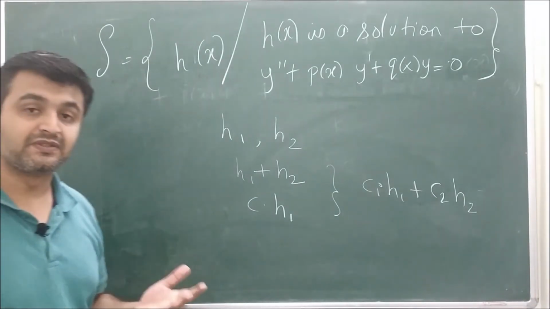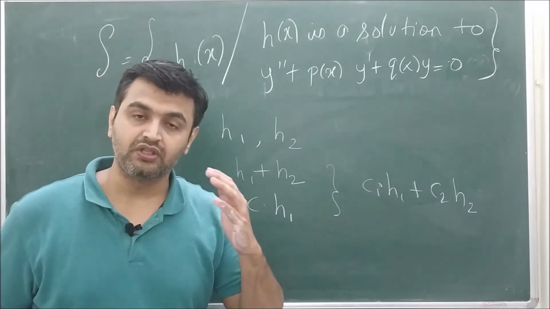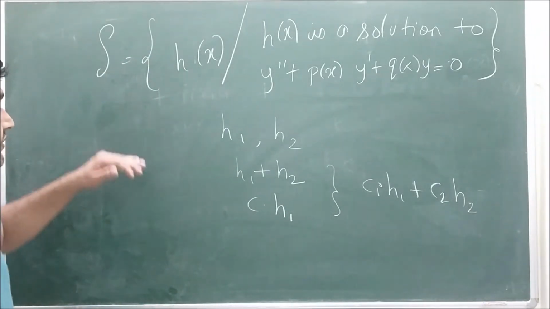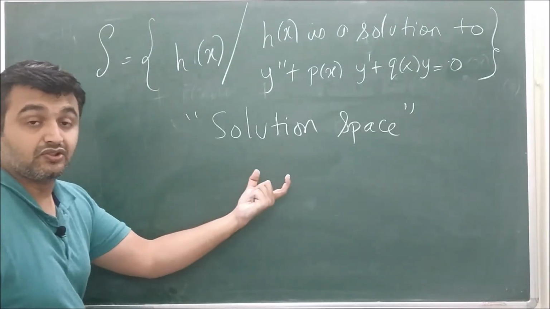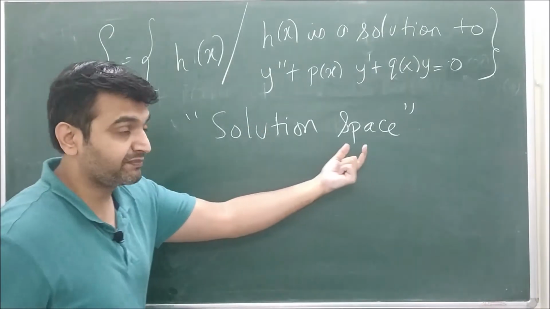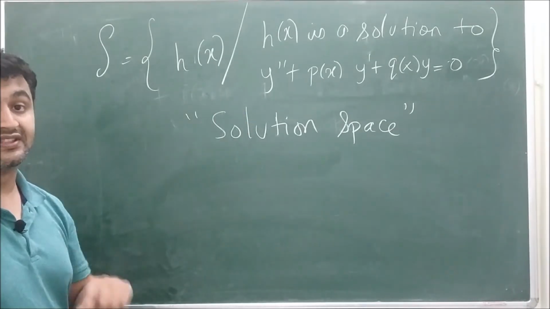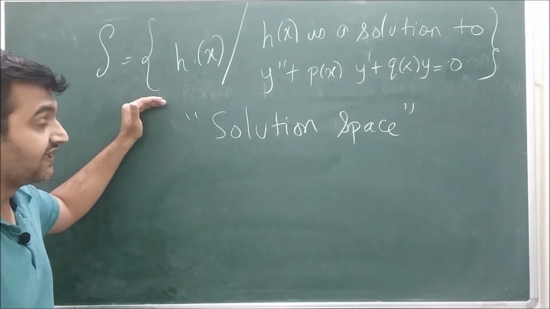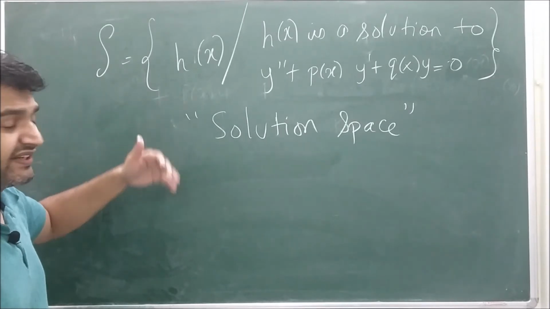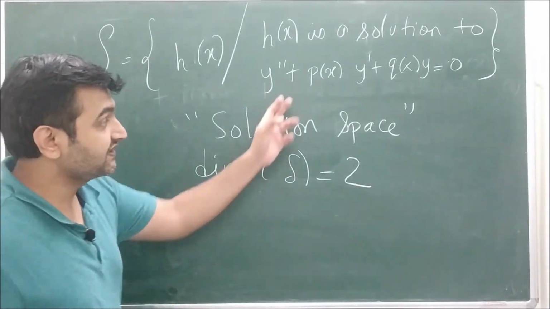Whenever you have a subspace in the picture, you can always talk about the basis and the dimension. And this set S is called the solution space. Why? Because it is a collection of all solutions and it's a subspace, that's why space. So this set is called a solution space, and it has a basis and a dimension, and one can prove that the dimension of S is nothing but 2 because of the second order.